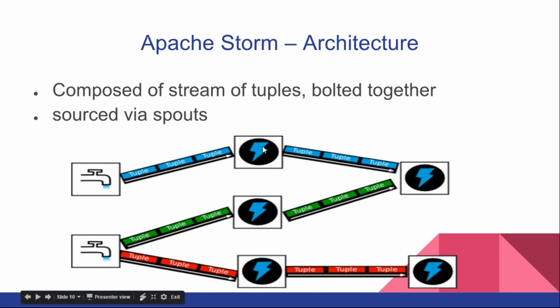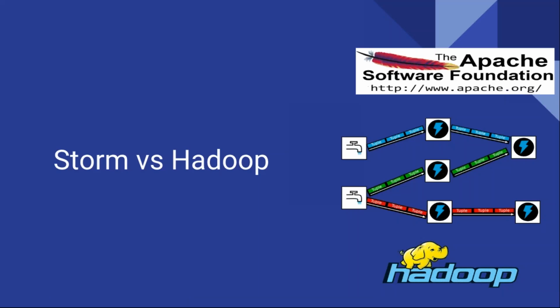And these bolts perform some logical operations. It gives back to another bolt. This bolt may be our reducer, if you compare with Hadoop. So this is a final reducer, and this final reducer writes our final output to our DBs or somewhere else, wherever we want. So, Storm versus Hadoop.